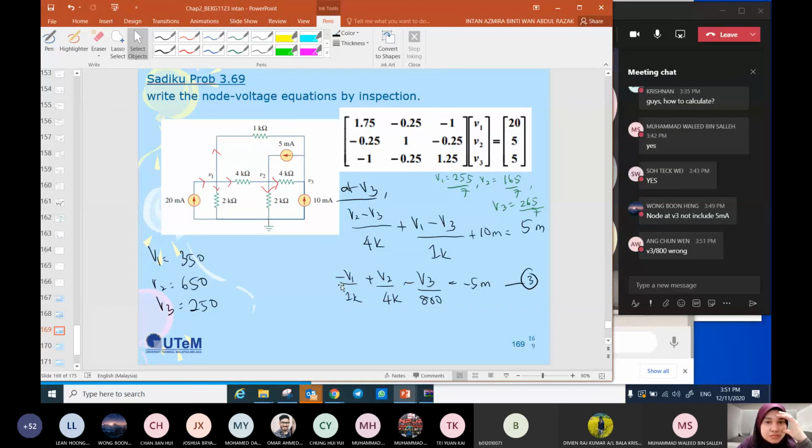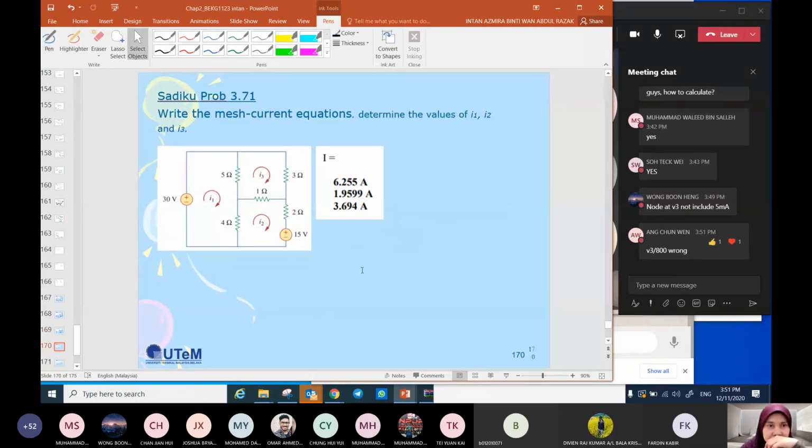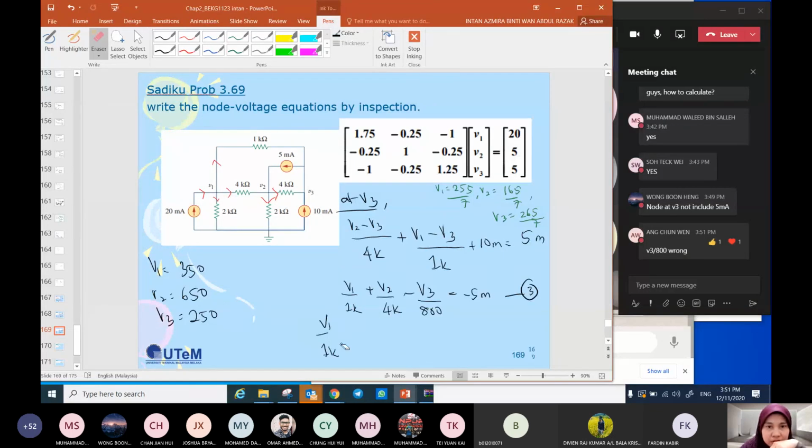Positive. Ma'am, this one is different from your second equation. I have a different value when I calculate. V1 over 1K, and then okay, so this V1 over 1K, V1 over 1K plus V2 over 4K. Okay, so positive here.